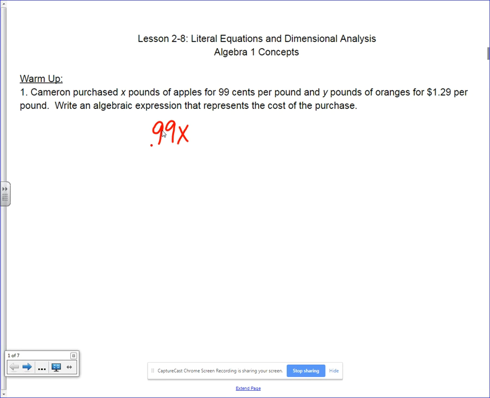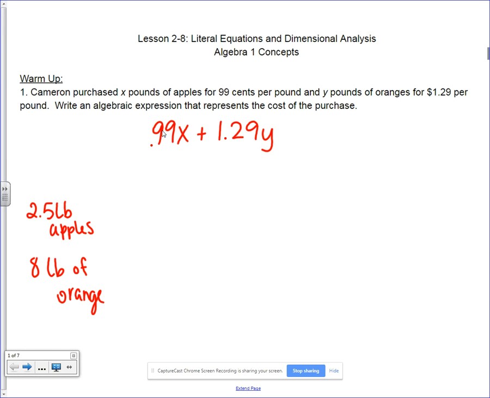Is that okay if we do 0.99? Yep. Is that an expression? Awesome. That's it. Okay. If I tell you I want to buy 2.5 pounds of apples and 8 pounds of oranges, how much do I need to make sure I take with me? I'm going to buy 2.5 pounds of apples and 8 pounds of oranges.